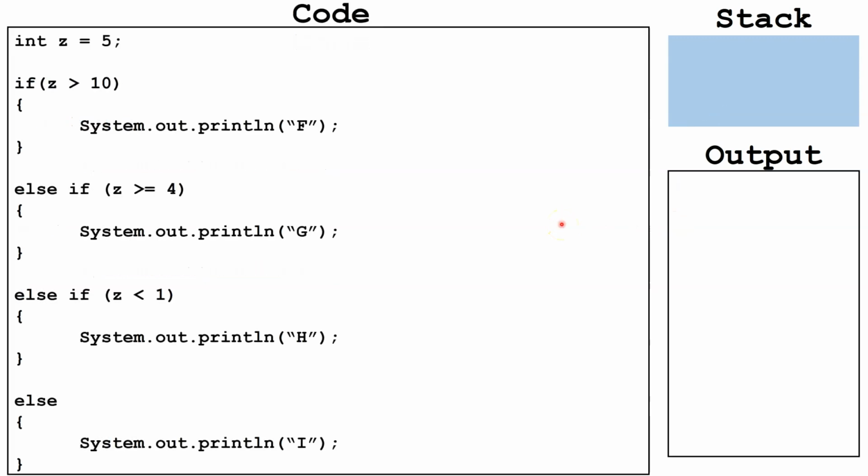Next, we're going to take a look at else if statements. So we've got an if, two else ifs, and an else. This section of code must be considered together. Here's how it's going to work.